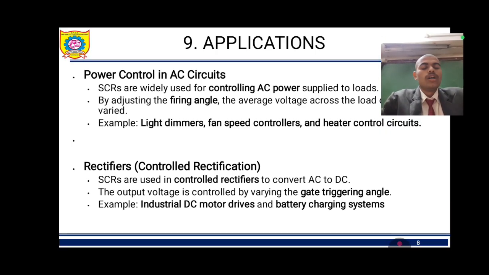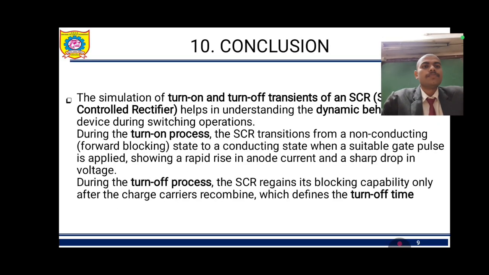The output voltage is controlled by varying the gate triggering angle. When the triggering angle is changed, the SCR is turned on. Some examples are DC motors in industry and battery charging systems.